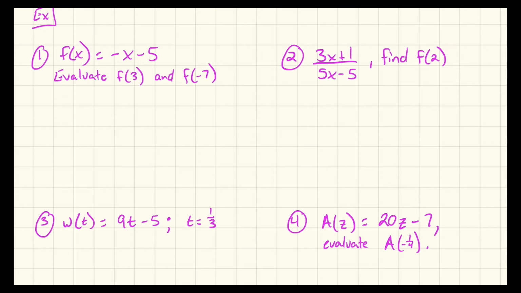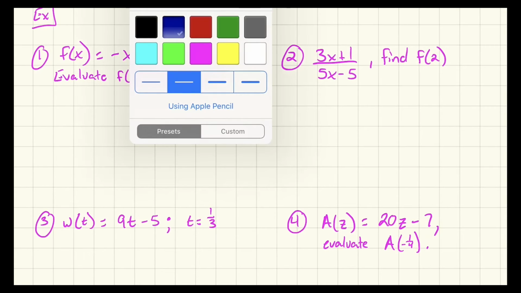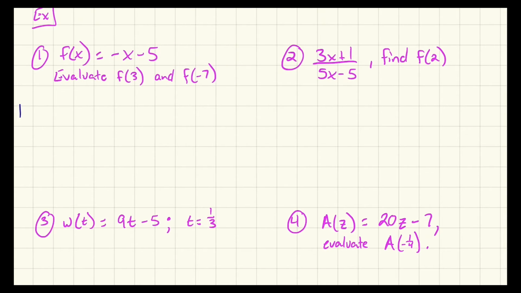Evaluate f of 3 and f of negative 7. So for our first part, all we're going to do is evaluate what f of 3 is. What happens when we plug 3 into our equation? Well, if I plug 3 into the original equation, I get negative 3 minus 5. Negative 3 minus 5 is negative 8. So there's our first piece.